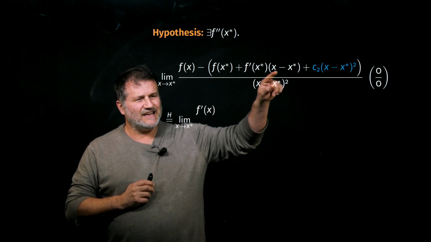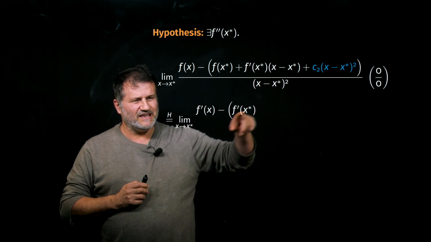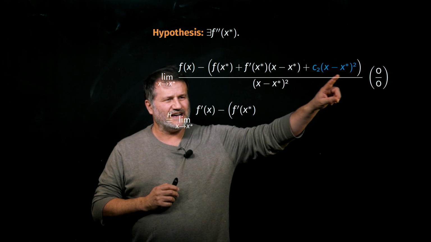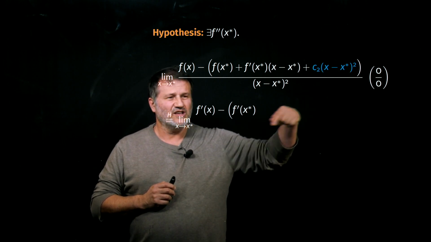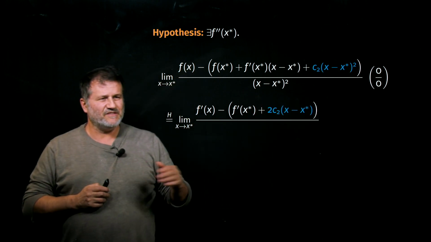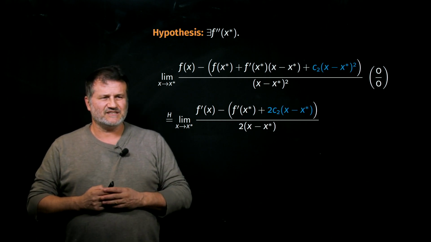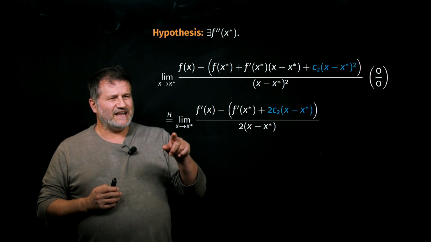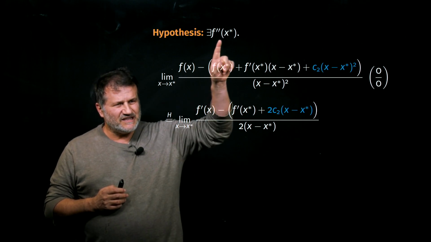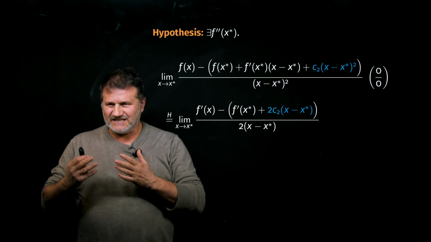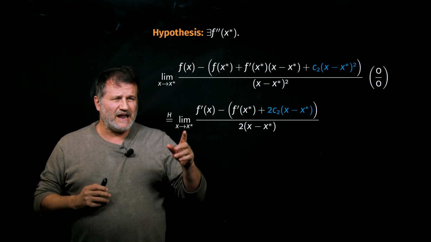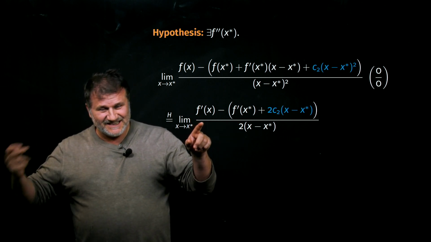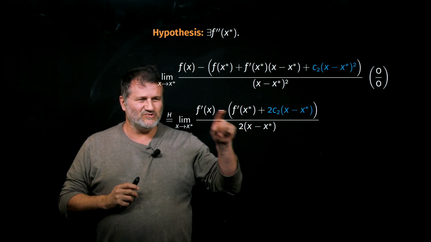Here we have a constant times (x minus x*), so the derivative will give just a constant, f'(x*). And here we have C2 (x minus x*) squared, so 2 C2 (x minus x*) divided by 2 (x minus x*). Now again, this is a 0 over 0 indeterminate form because when x goes to x*, since we are assuming that f second at x* exists, f second is the derivative of f prime. So in particular, f prime is differentiable at x*, and therefore it is continuous. This quantity goes to f'(x*).